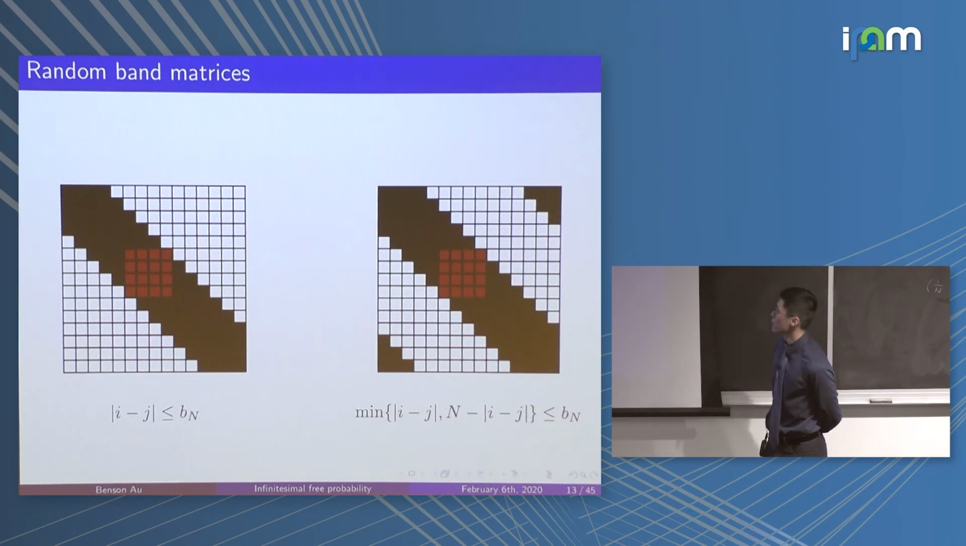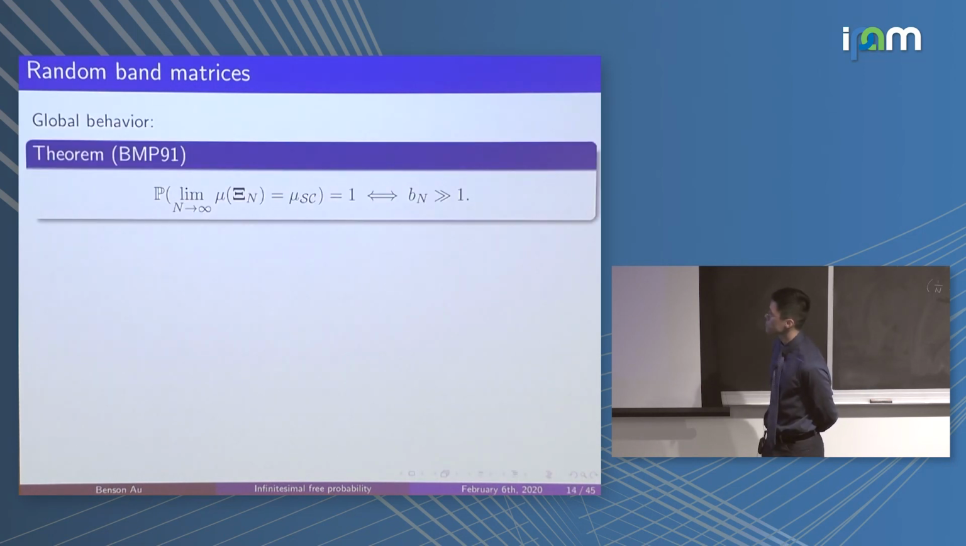All right, so now that we have our model, and now that we have the motivation, we can ask the same questions that we had from before. What about the global behavior? So it turns out this thing is still semicircular as soon as your bandwidth is increasing fast enough, basically just as long as the bandwidth goes to infinity.